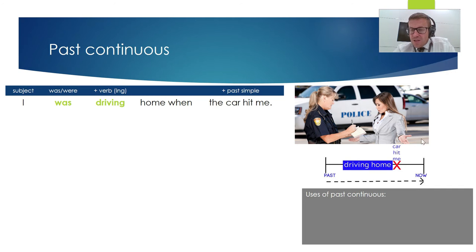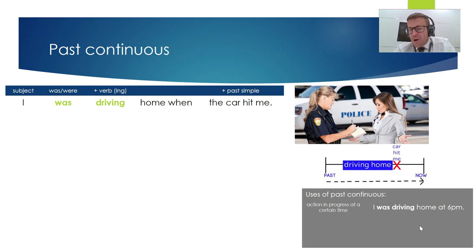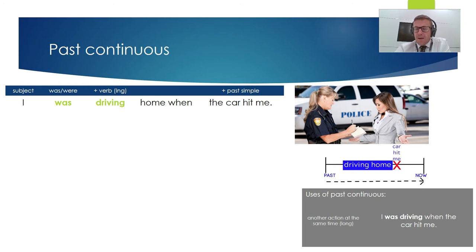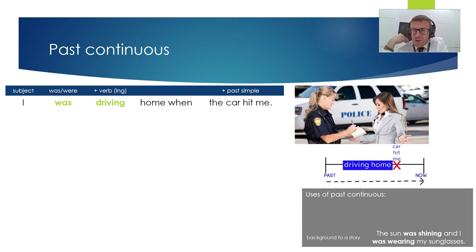So these are the uses of past continuous. So the example here, another action at the same time, I was driving when the car hit me. We can also use it when we're describing what we are doing at a specific time. I was driving home at 6 p.m. So there's not two actions here, but we're giving a time and you're trying to say it was a long progress or an action. And then finally, we do use it for the background to a story. So sometimes when you're trying to tell a story, you might describe what was happening at the time. So here's an example. The sun was shining and I was wearing my sunglasses. So actually here we have two continuouses because they're both long things that were happening during the rest of the story.